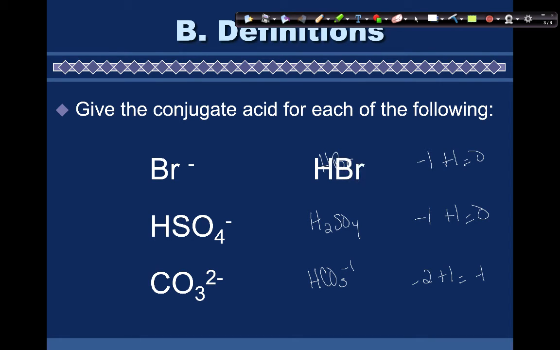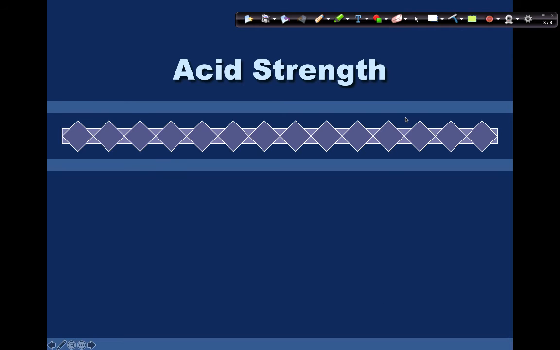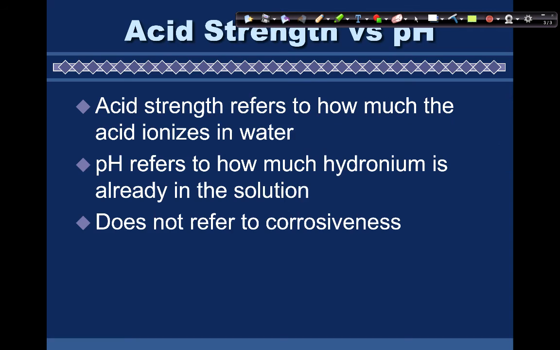All right, so let's look at acid strength. A lot of times people will confuse acid strength with not only how corrosive or dangerous an acid is, but also the pH. pH refers to how concentrated the solution is with hydronium. Acid strength actually depends on something else. Acid strength refers to how much the acid ionizes in water. pH talks about how much hydronium you have in the solution.